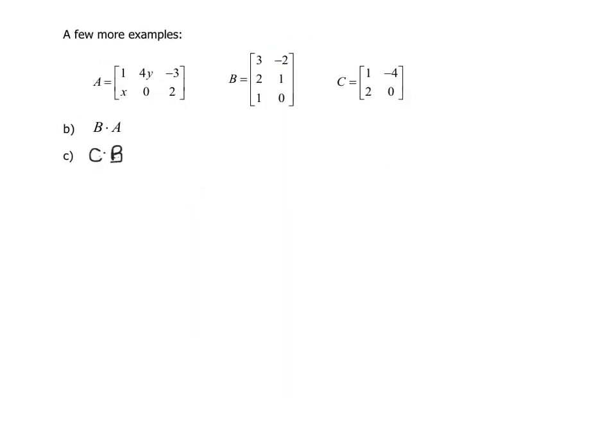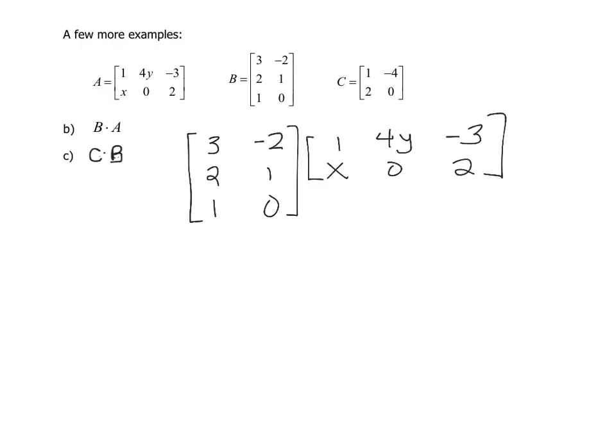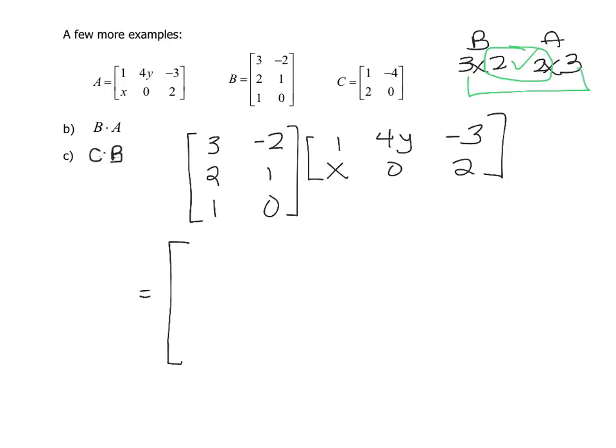Let's look at another example. This time, instead of doing A times B, we're doing B times A. So let's write these so that they're side by side. That always makes it easier to do. And before we just start multiplying, let's check to see if we can actually do it. Matrix B is a 3 by 2 matrix. Matrix A is a 2 by 3 matrix. These numbers here, they're the same, so I can do it. And my resulting answer is going to be a 3 by 3 matrix. So let's make a matrix here that's got 3 rows and 3 columns.